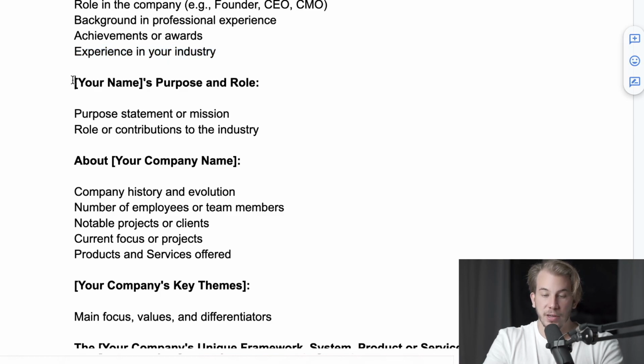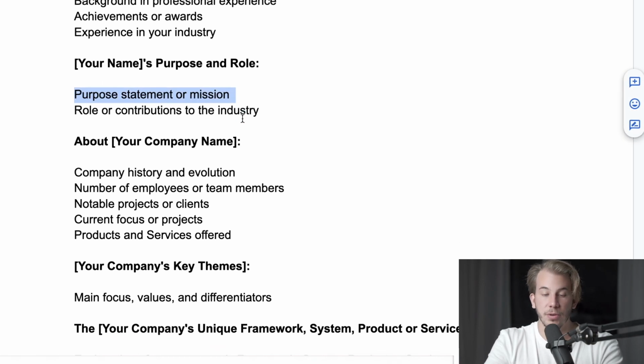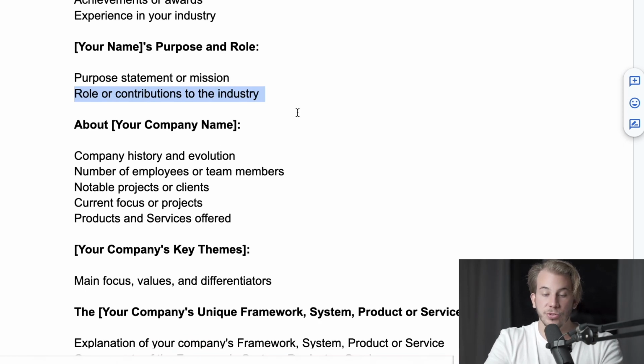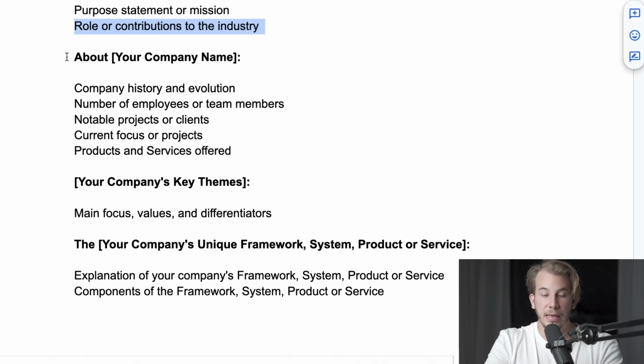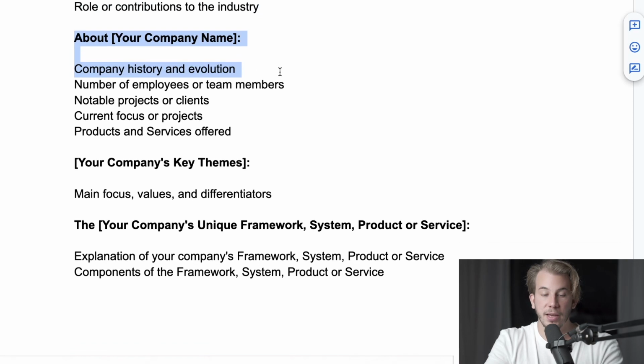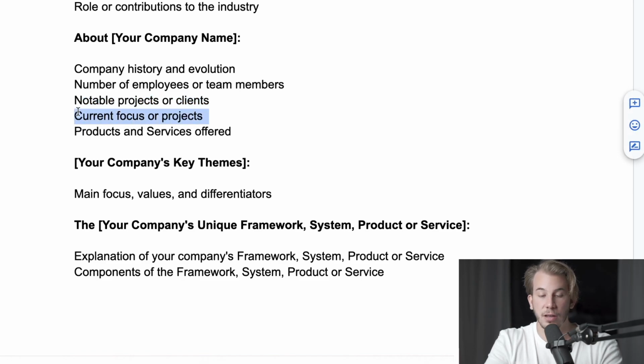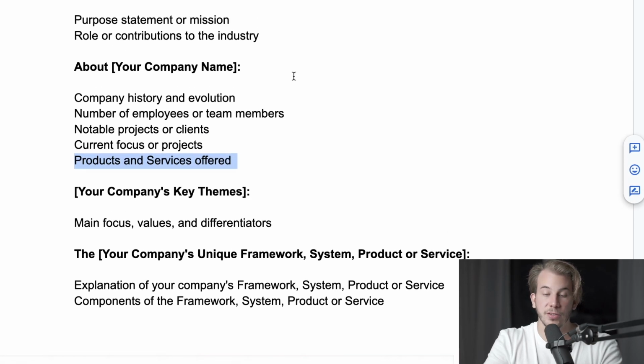Now, if you have a founder that leads the specific business as a personal brand, it's very important to have his own purpose statement or his own personal mission and his role to achieve contributions to the industry. Now, company name, background information, the company history and evolution, number of employees and team members, how big is the business, what are the projects or clients or products or services to focus on here, what's the focus and what are the products or services most relevant.